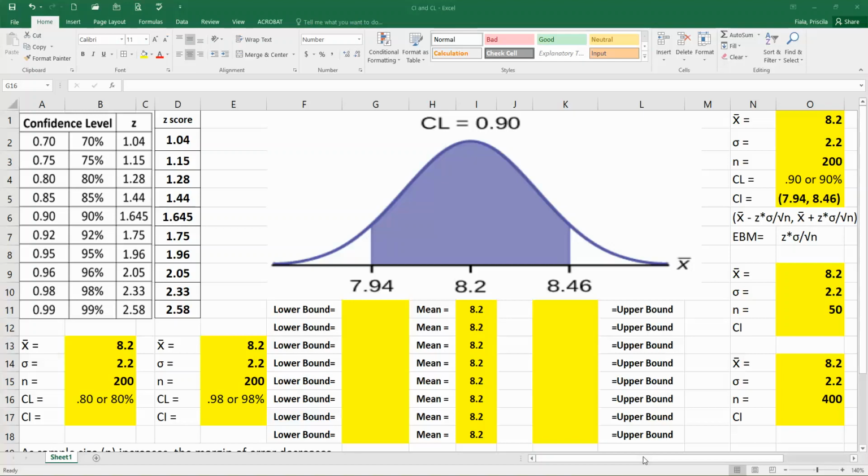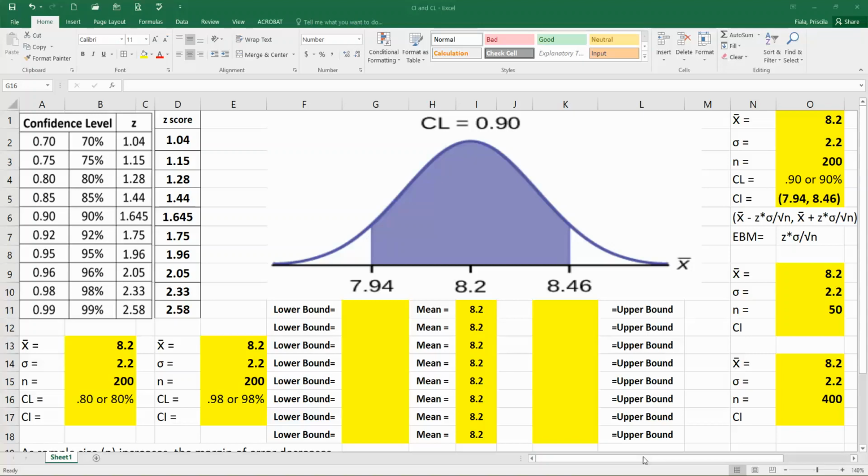Hello class, I've been contacted by one of your classmates asking me to expand on the explanation for problems 10 and 12 for chapter 8, where you ask if you keep the same confidence level, do you increase the sample size, do you increase the confidence level.